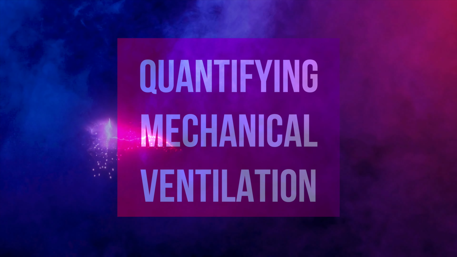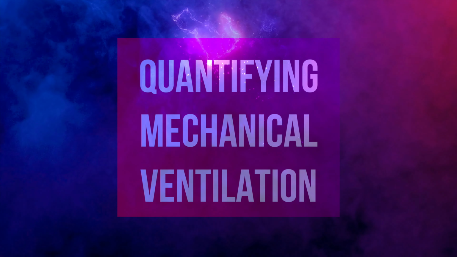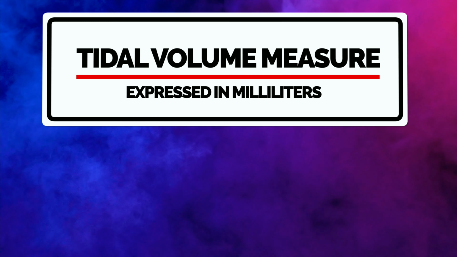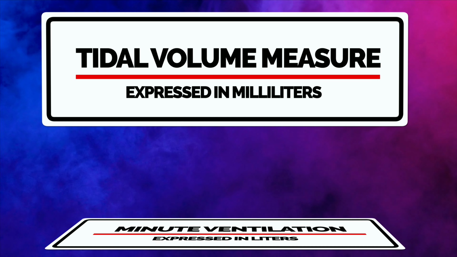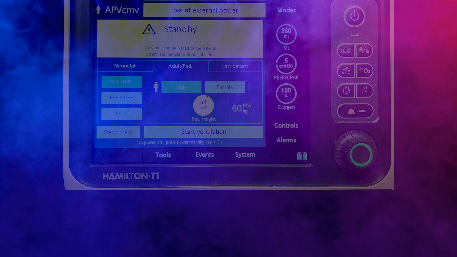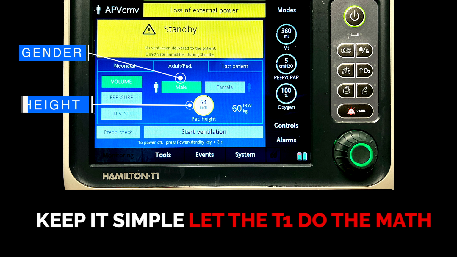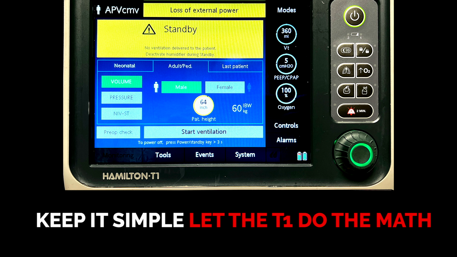You must know some basic equations to follow along with the lesson and use ventilators safely. We measure tidal volume in milliliters and minute ventilation in liters. It is safe to presume you can calculate the ideal body weight using the T1 interface by inputting the patient's height and gender.